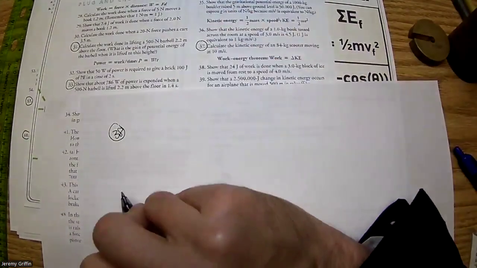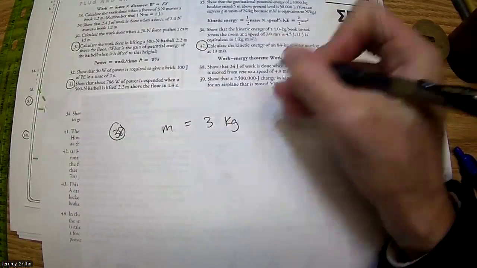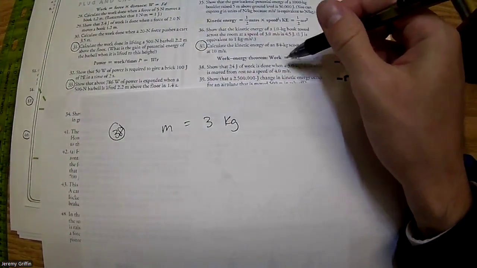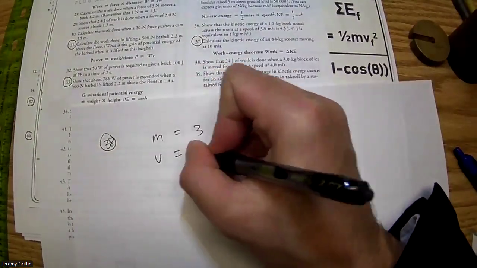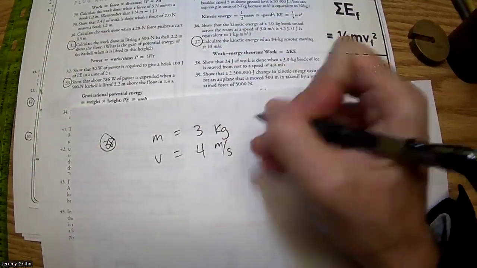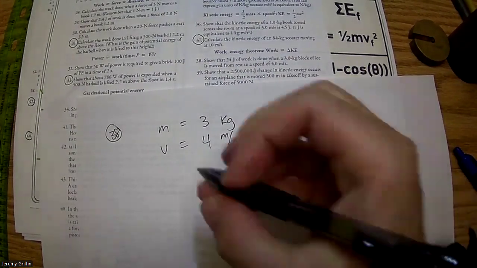It says, show how much work was done when a 3 kilogram block of ice, so mass equals 3 kilograms, is moved to a speed of 4 meters per second. V equals 4 meters per second. Okay, so it sounds kind of like what we just did, isn't it? Guys, go ahead, solve that. What's the kinetic energy associated with that?